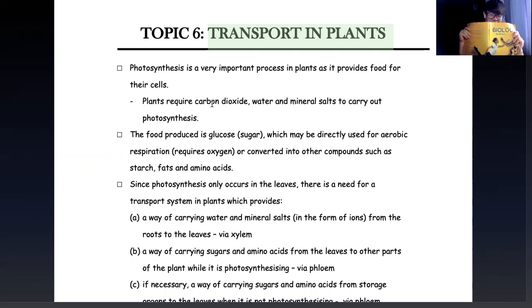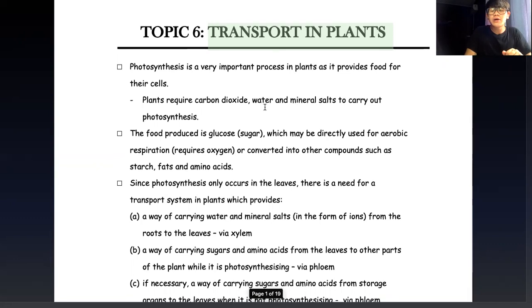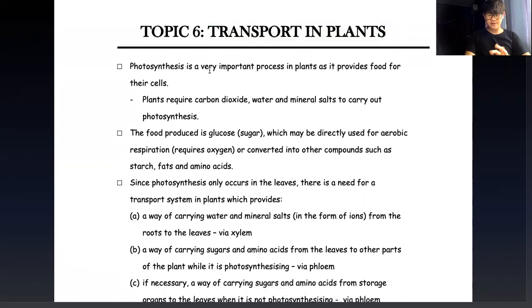Right, so you have this right next to you or in front of you, and for now we're going to look at the notes first. So what's the first point? It says here: photosynthesis is a very important process in plants as it provides food for themselves, and plants require carbon dioxide, water, and mineral salts to carry out photosynthesis, right?